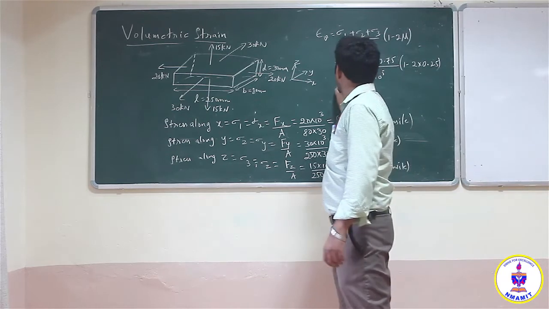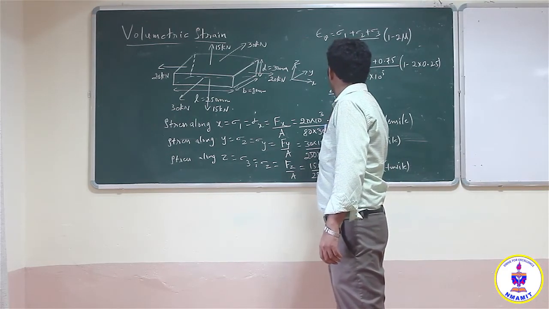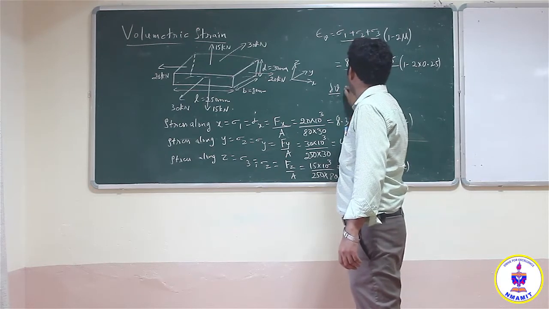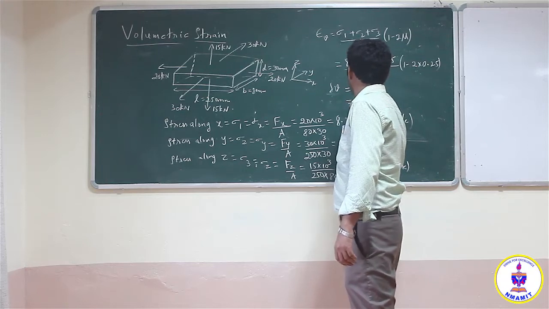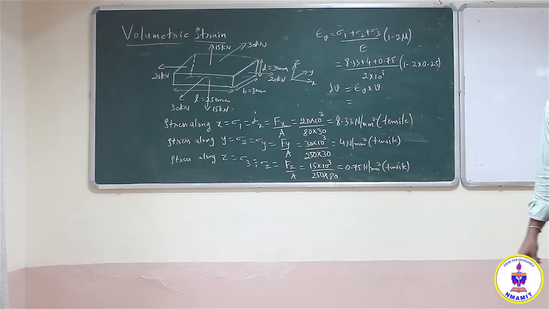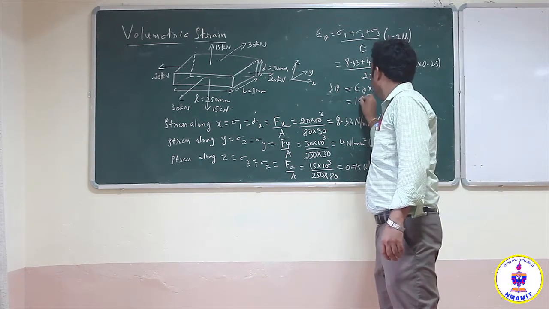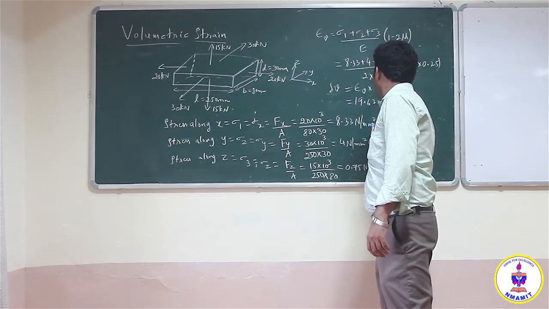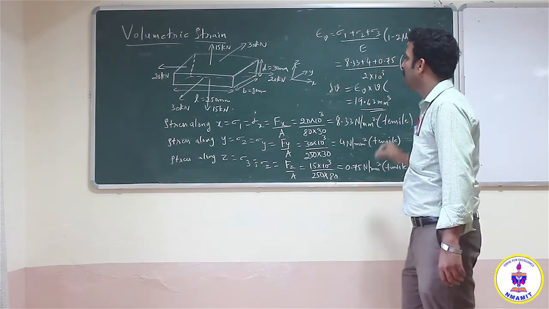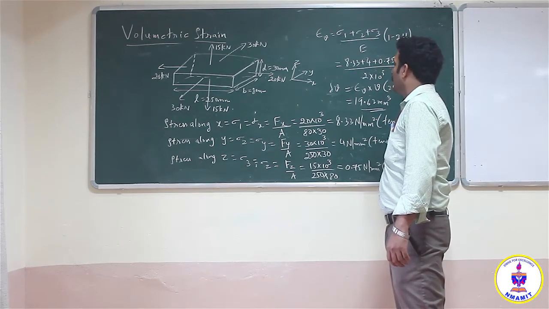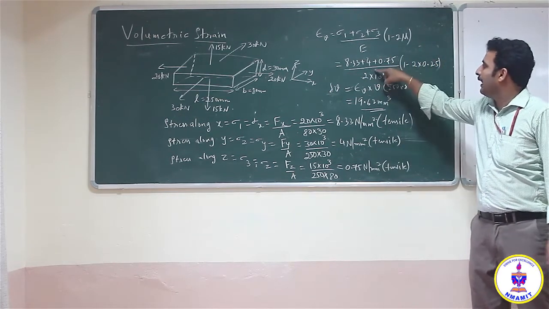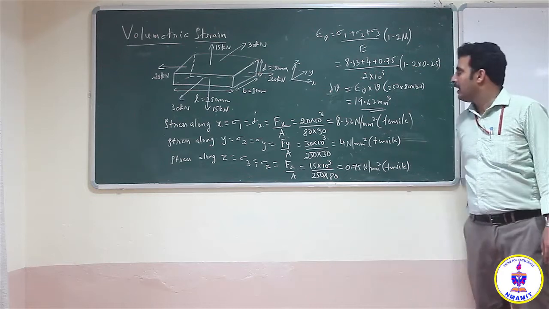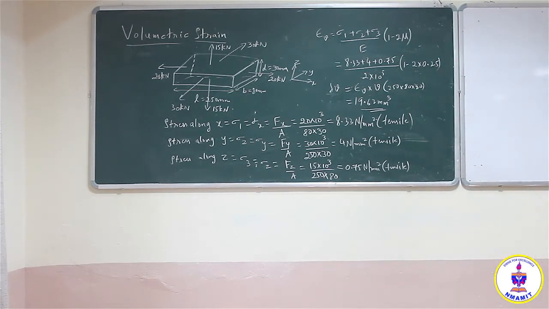I can write epsilon v is nothing but delta v by v, or delta v is epsilon v into v. It comes out approximately equal to 19.62 millimeter cube, where v is length into width into depth. That is nothing but the volume. So if you multiply this value with the original volume, we will be getting the change in volume, 19.62 millimeter cube.